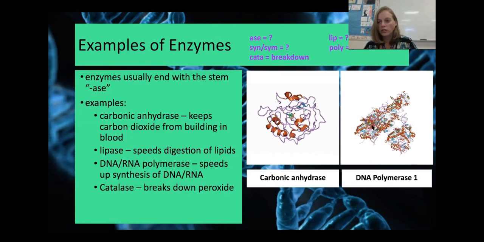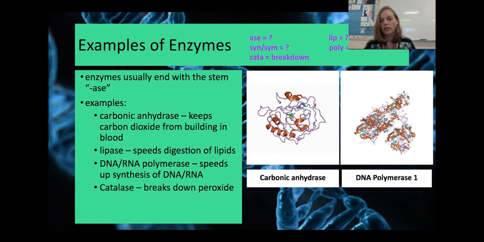Catalase, we mentioned earlier, and catalase speeds up the breakdown of hydrogen peroxide into water and oxygen. So I want you to think about what are the reactants and what are the products of catalase. You can pause if you need more time, but hopefully you're thinking, well, the reactant is the hydrogen peroxide and the products are the water and the oxygen. And there are other examples of enzymes as well.